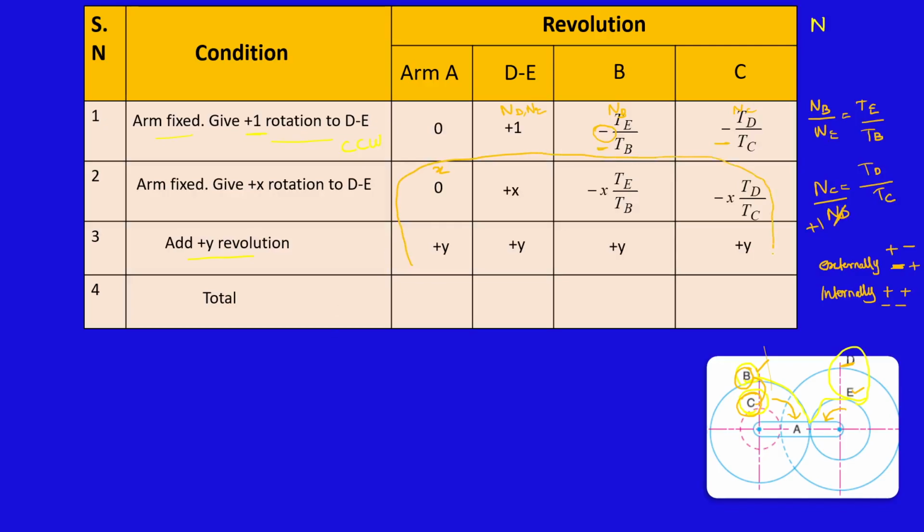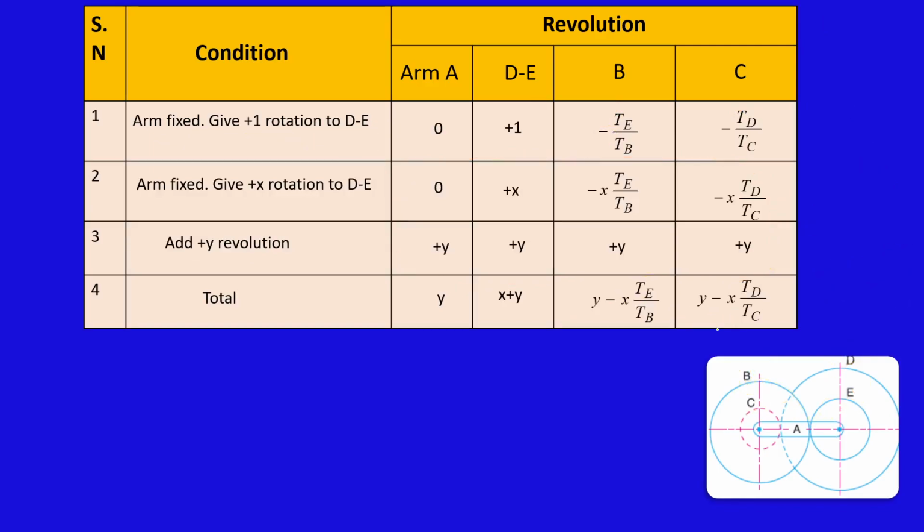Student, this is very important. You should not add 1, 2, 3. You have to add only 2 and 3. 1 and 2 are the same; the only thing is we are giving plus x rotation. So finally we have to add rows 2 and 3. When you add them, you will get y, x plus y, y minus x TE by TB, then y minus x TD by TC.